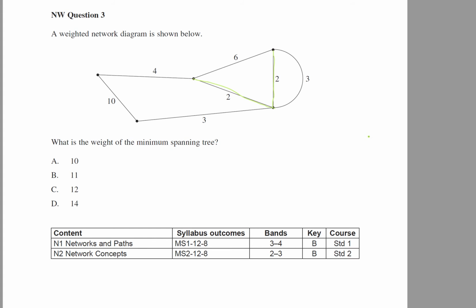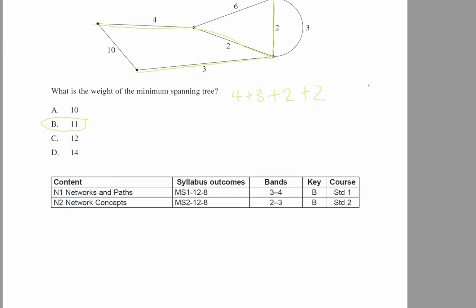We don't want to include 6 because that would make a loop, or 3. There's 3 over here. So we can use this 3 and that 4. We've got our spanning tree, and if we add that up, we get 4 plus 3 plus 2 plus 2, which is 11. And if you tried other combinations, you'd find out that that would be the minimum one.